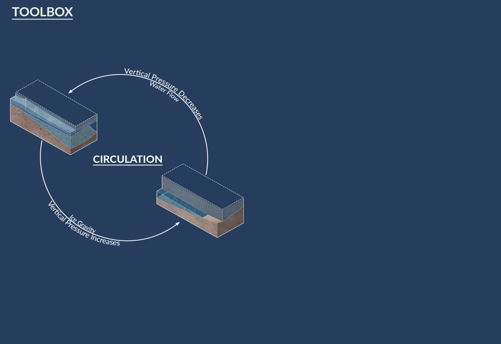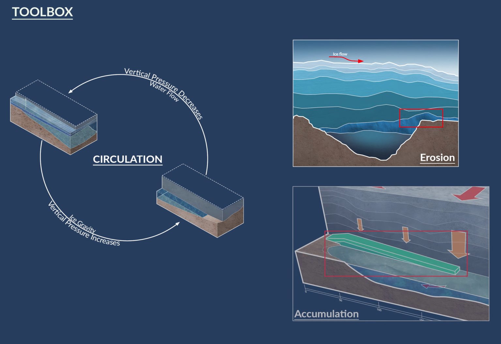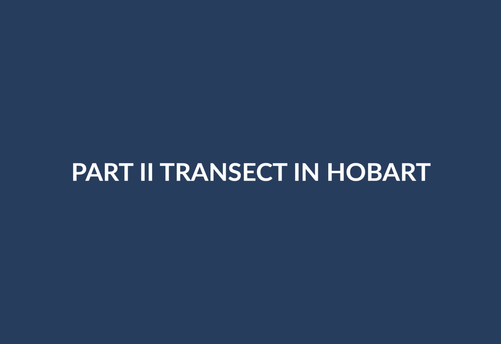I have put three keywords in my toolbox: circulation, erosion, and accumulation. These three processes all contribute to the dynamic balance in Lake Vostok. At the same time, section sinking and the method of adapting transect are acquisitions as well. Now let's see how I use them in my quarry point.